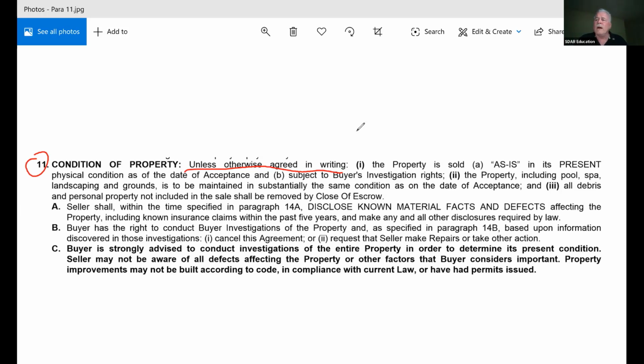Okay, so unless otherwise agreed in writing, it says on the face of things, number one, A, the property is sold as-is in its present physical condition as of the date and time of acceptance, and B, subject to buyer's investigation rights. And then little II, the property, including pool, spa, landscaping, and grounds, is to be maintained.